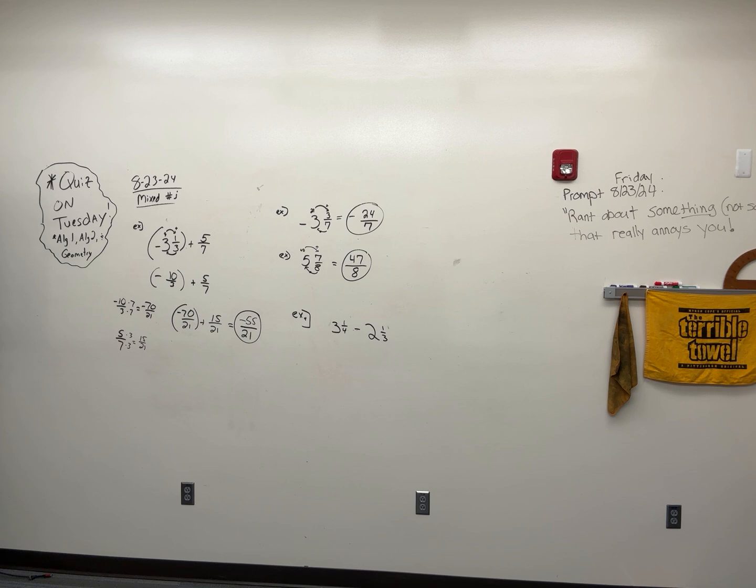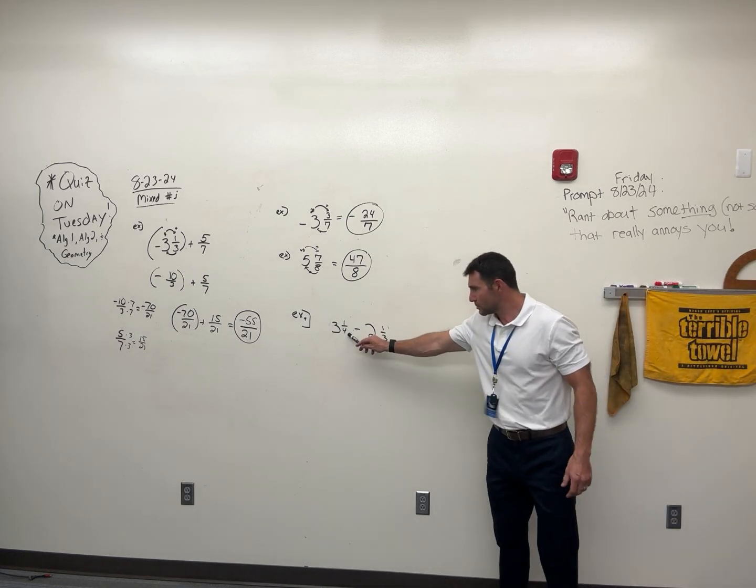So it's 3 and 1/4. What do you need to do to change it to an improper fraction? 12 plus 1 is what? 13 over what? Come on, what's the denominator? 4.